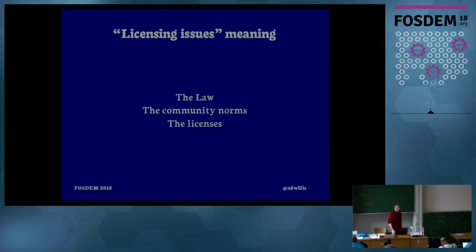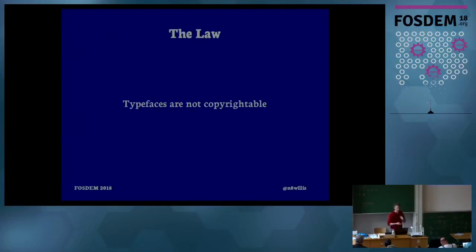Anyway, when we talk about licensing issues, there's about 3 dimensions we can examine. They are not Euclidean dimensions, though. There's the law, there's the community norms, and then there's the licenses that we actually use. And bear in mind, though, that community norms are subject to a lot of wiggle room, depending on how you define both of those terms. So let's do the law really quick.